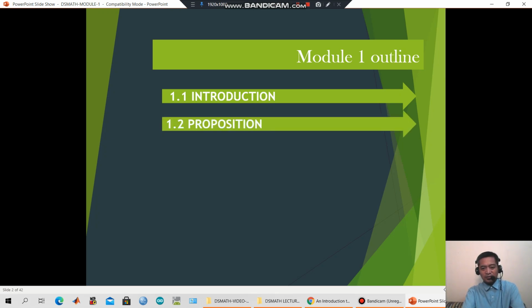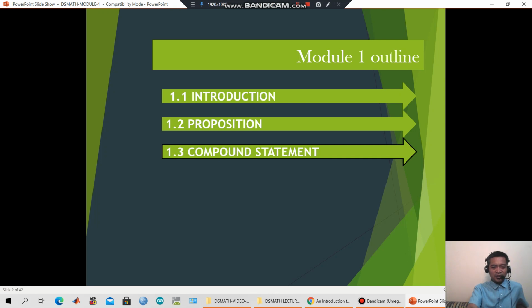Then proposition. The most specific topic for this module 1 is the proposition. We will define what statements or mathematical statements are, and define them versus the statement in the English language, because this is discrete math. Is the statement in the English language the same as a proposition?